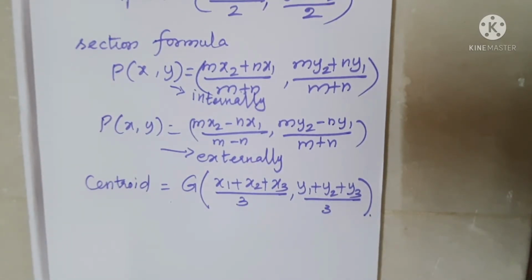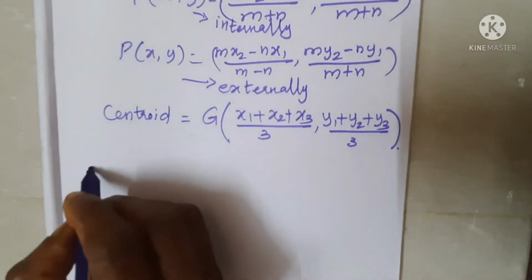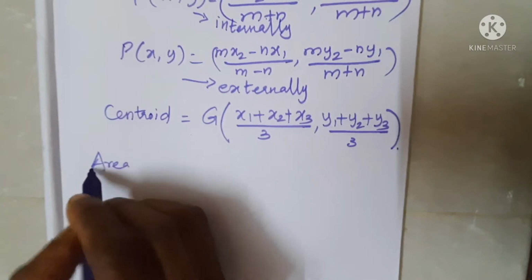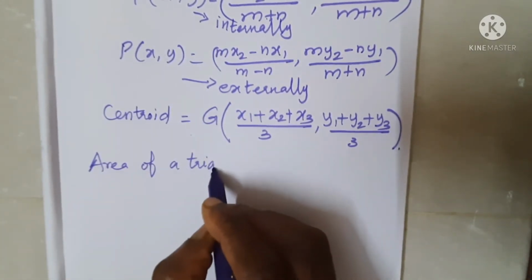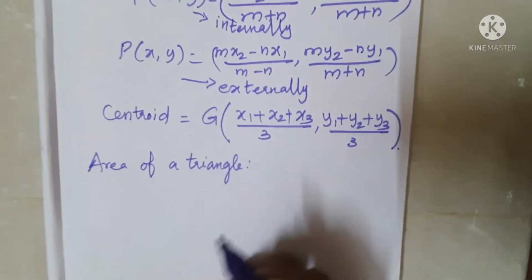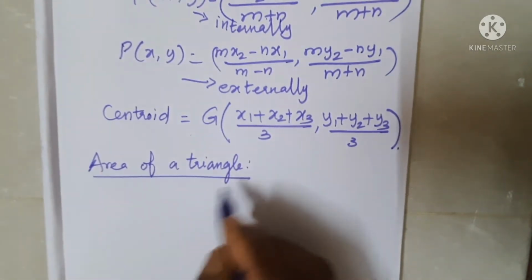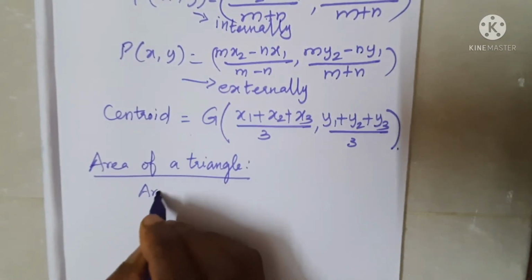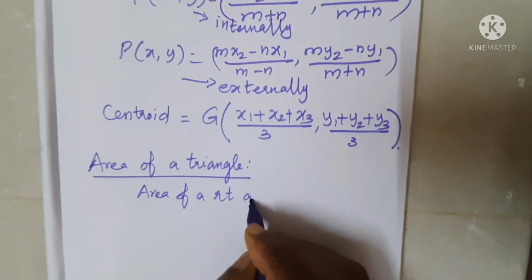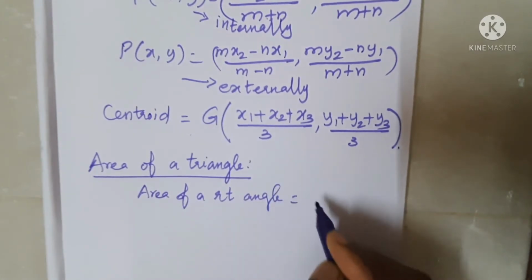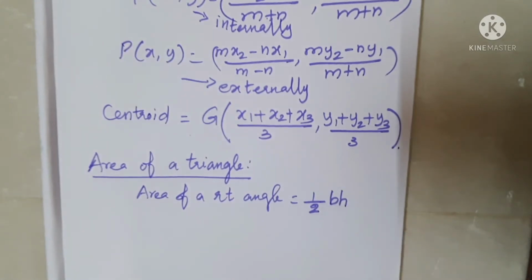Here we are going to see the area of a triangle. You already know the area of a triangle. What is the formula to find the area of a triangle? Immediately you say it is half into base into height. So half into base into height is the area of a right triangle. We use the formula half into base into height.